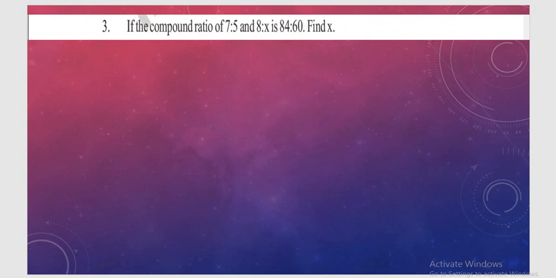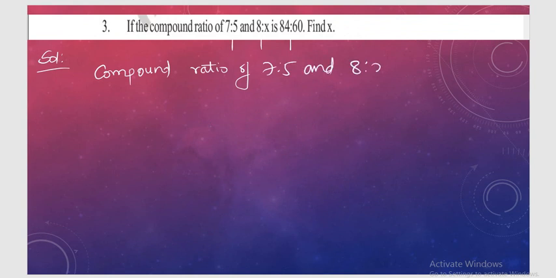So you can easily do it, right? So what is given? The compound ratio of 7 is to 5 and 8 is to x is 84 is to 60. So how to find the compound ratio? So what will you do? So compound ratio of 7 is to 5 and 8 is to x is how much? So directly you will be multiplying antecedents and you will be multiplying consequents. Which gives me 7 into 8 is to 5 into x. So which gives me 7 8s 56 is to 5x.